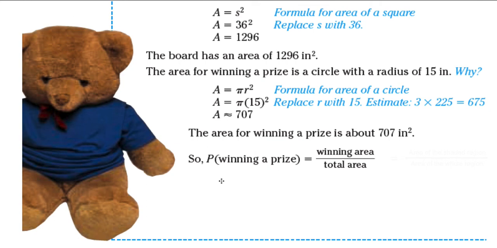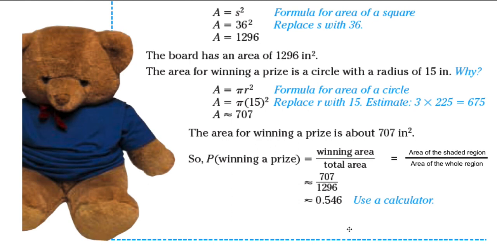And going back to our formula, the probability of winning a prize is equal to the winning area, which is 707 square inches, over the total area, which is 1296 square inches. This is the same as our general formula of the area of the shaded region over the area of the whole region. If we substitute the values, we have 707 over 1296. Using a calculator, that'll be around 0.546. So the probability of winning a prize is about 55%, or 11 out of 20.